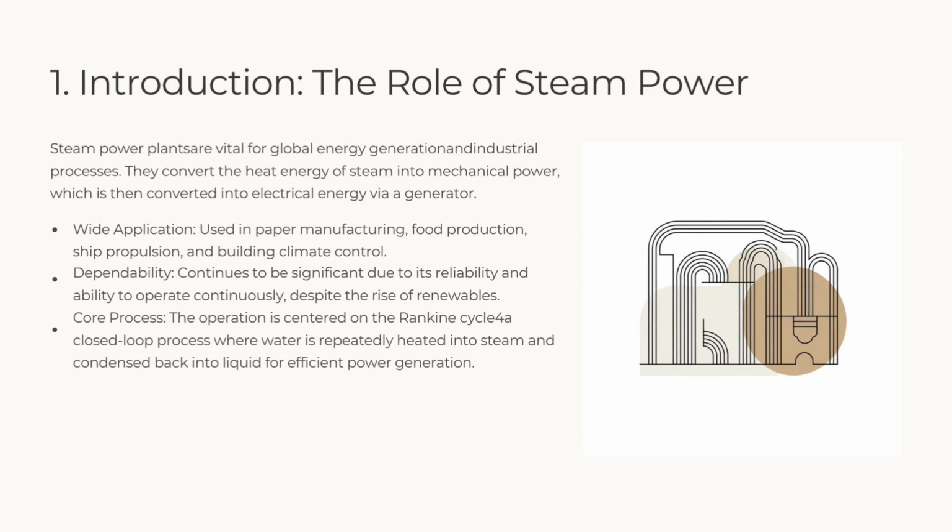And finally, the core process of steam power generation is based on what we call the Rankine cycle. This is a closed-loop system where water is repeatedly heated to produce steam and then condensed back into liquid form. This cycle allows efficient and consistent power generation. In short, steam power remains an essential and dependable source of energy that continues to support both industrial operations and electricity production worldwide.